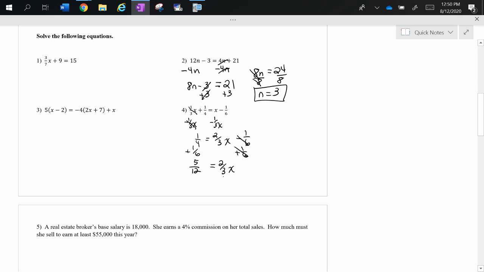Okay, so the next thing I'm going to do is divide both sides by 2/3, but I don't ever want to divide by a fraction, so I'm going to multiply both sides by the reciprocal, because I know that 2/3 times 3/2 is 1. Remember from yesterday, that's the multiplicative inverse property. And then I'm going to multiply 3/2 times 5/12.